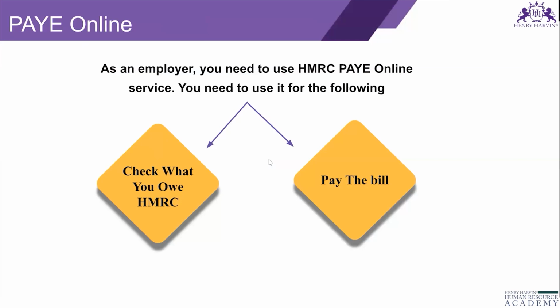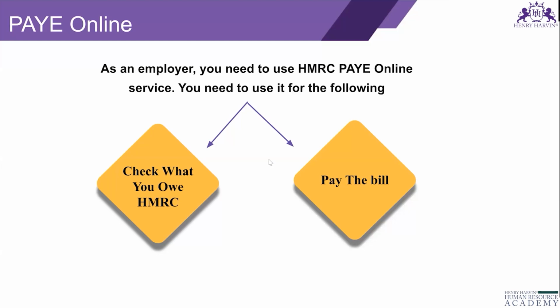Why are we connecting with HMRC? Because we are paying taxes to HMRC, right? HMRC is the governing body, so we have to make payments to them so that we are not non-compliant. So that was the main purpose, but we have multiple activities that we do. Check what you owe HMRC, so you can see the balances. When you report FPS, HMRC reviews the amounts and updates your online account so that you can see whatever you need to pay to HMRC.